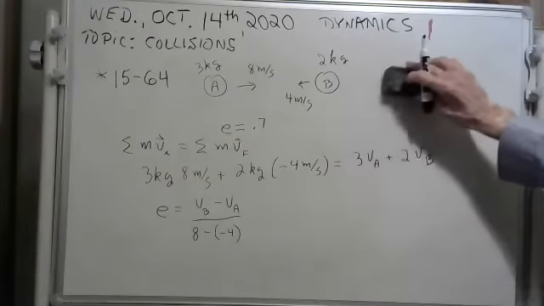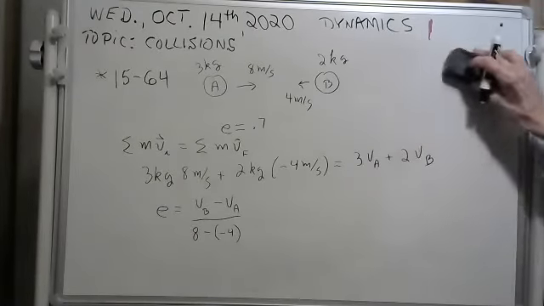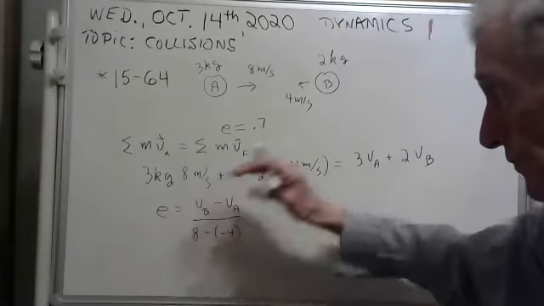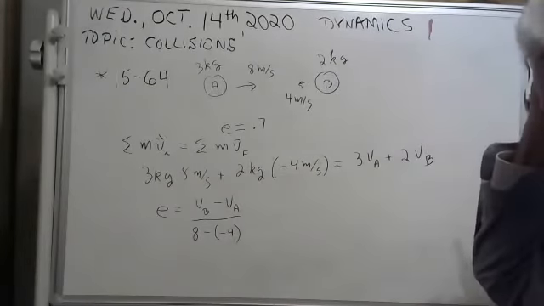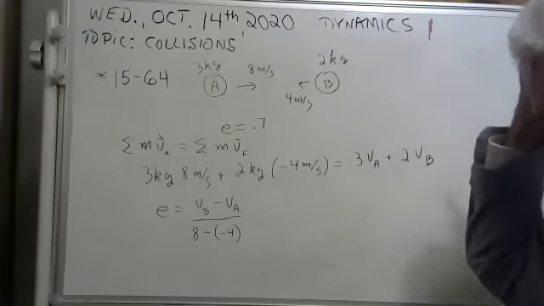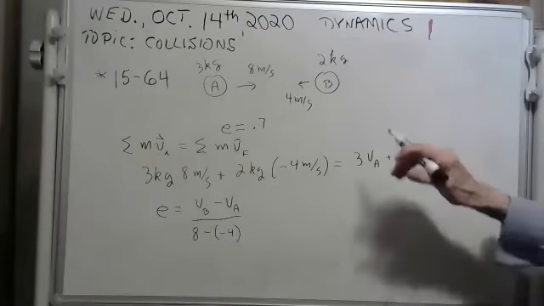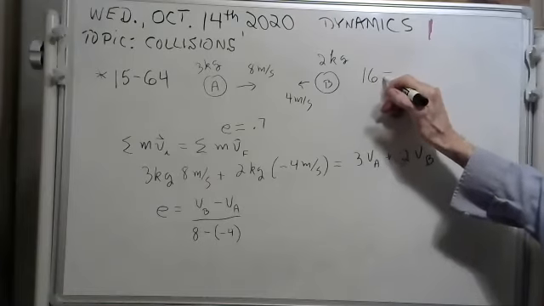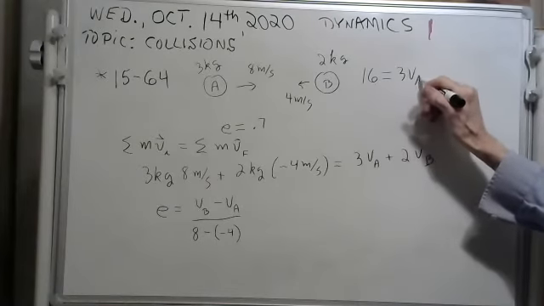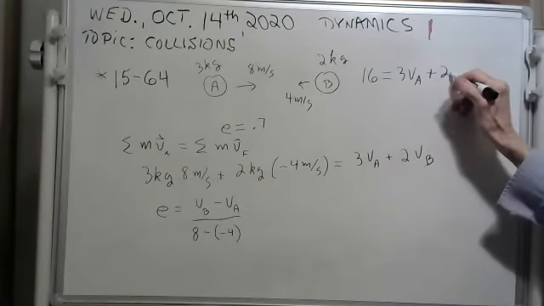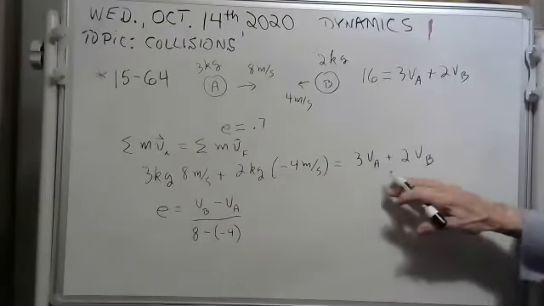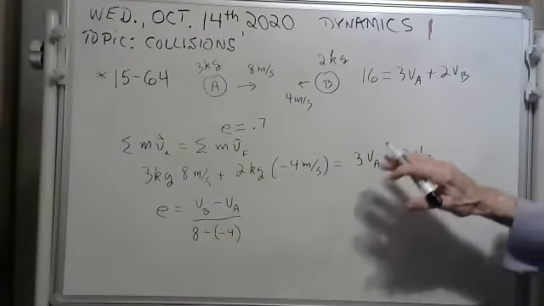And there's a little room right here. I might be able to fit it in. 3 times 8 is 24, and 2 times 4 is minus 8. And you know what? I think that makes 16. I think we got 16 equals 3 VA plus 2 VB. I've just cleaned up this equation. Now, if I did that wrong, you let me know.